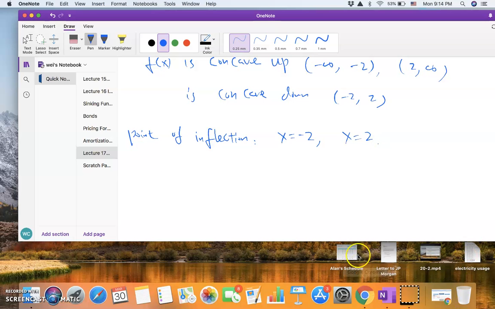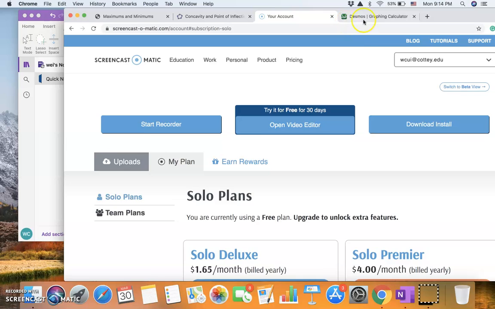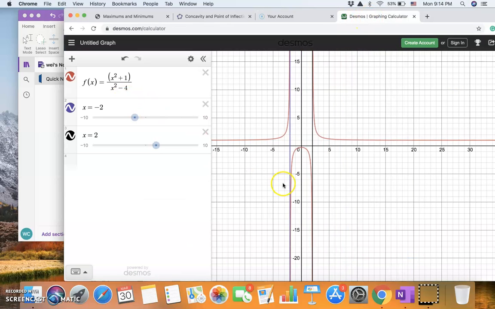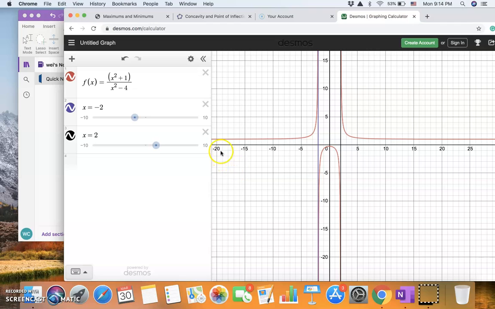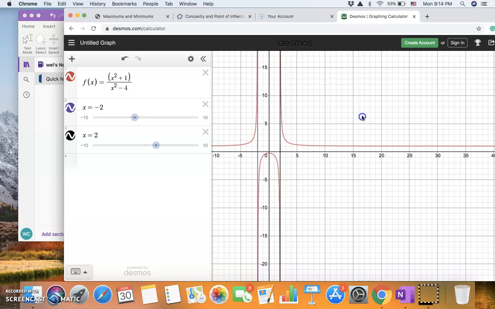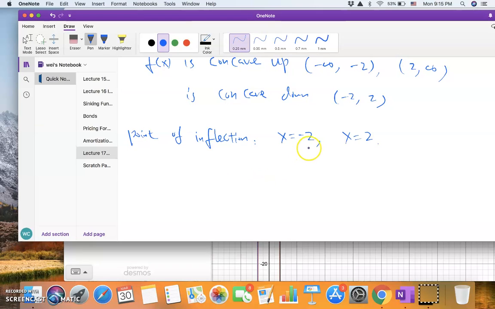Okay. The function has this graph. You can see from negative infinity to negative 2, since the graph holds water, it is concave up, and from x equals negative 2 to x equals positive 2, the graph is concave down, and when x is from positive 2 to infinity, the graph holds water, so it is concave up, which is the same as our result.